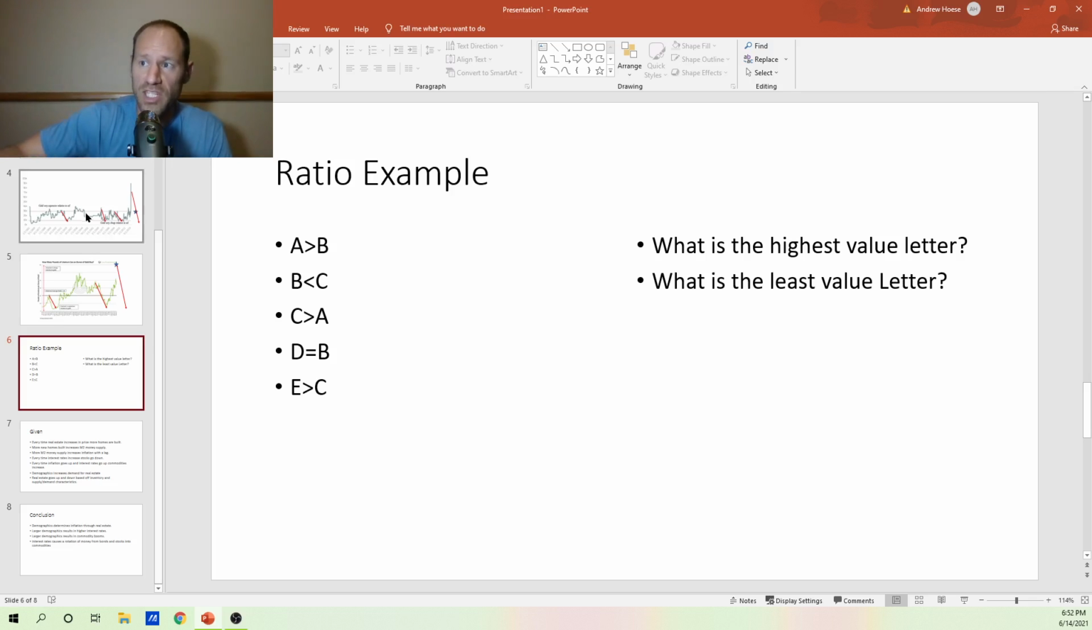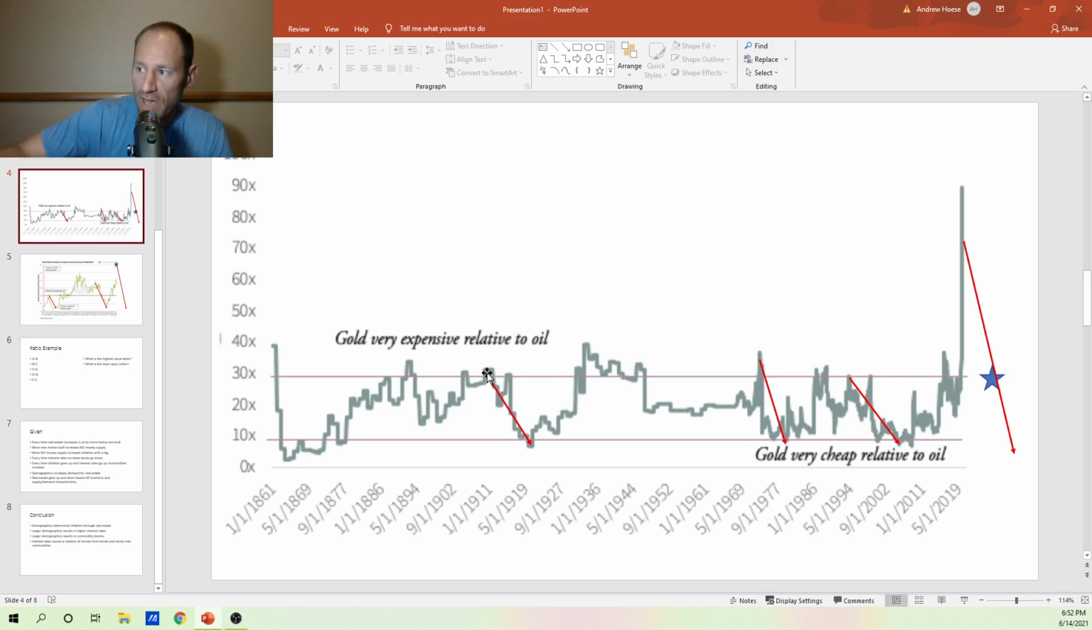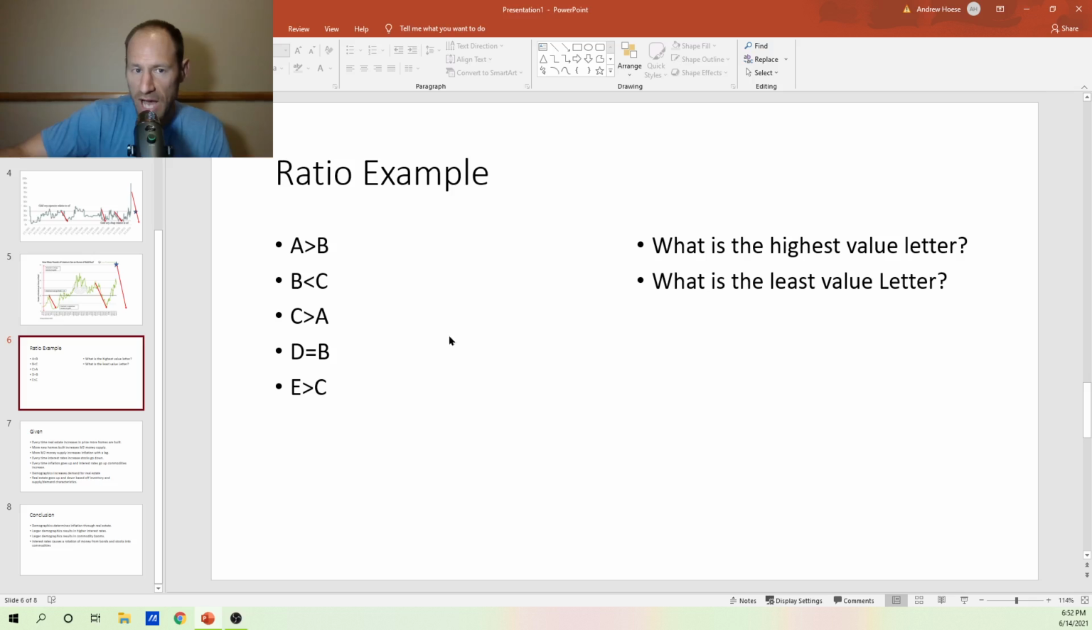If you use this logic and these things are repeatable, if every single time we go from a cheap phase to an expensive phase during a certain market condition, and we use logic, we think for ourselves, what is the highest value letter in here? Well, it's E. What is the least value letter? D and B. Those are the two cheapest that we know of. So if you're going to invest, what would you do in this scenario? Well, you would go into D and B. Straight logic. It's the cheapest one.